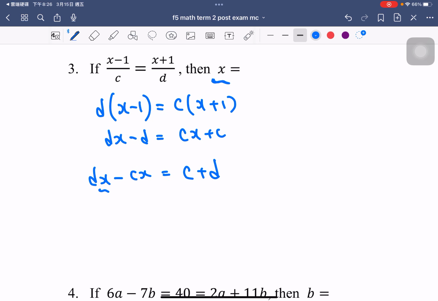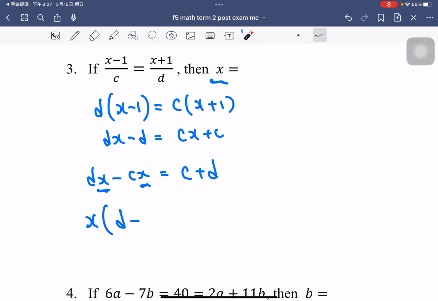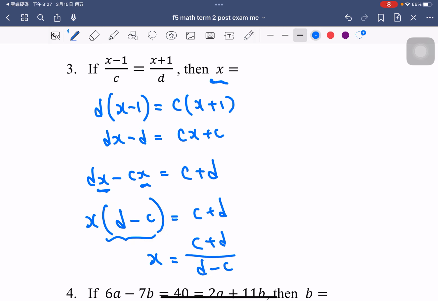Alright, so now for the left hand part, we have the x as a common factor. We can take out the x. So for dx, you take out the x, so what we're left with is just the d. And then for the cx, you take out the x, so what we're left with is just minus the c. Okay, and we have c plus d on the right hand side. And for this part, you don't want the d minus c, you move it to the right hand side. So we have the whole c plus d divided by d minus c. So that's how you change the subject.